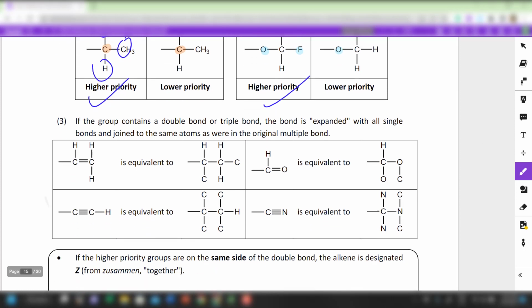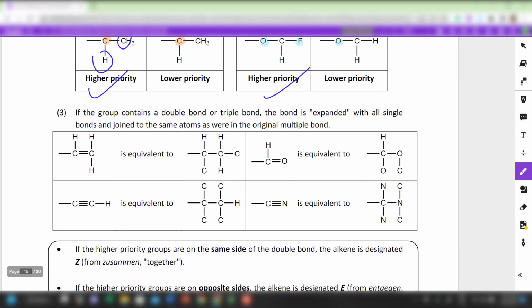What if it is joined to a CC double bond? When it's joined to a CC double bond, we'll just expand the double bond into single bonds. So for example, this carbon is double bonded to a carbon next to it. In this case, we'll expand it to 2 carbons, 1 and 2. And the same goes for this carbon, we'll just expand it, and then there's another carbon here. There will be a difference at the end of the day, and that is how we will assign the priority.